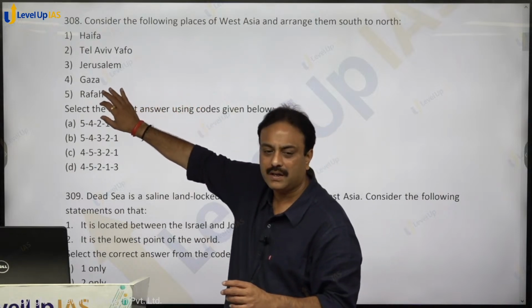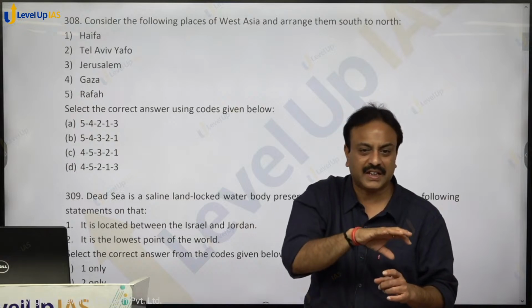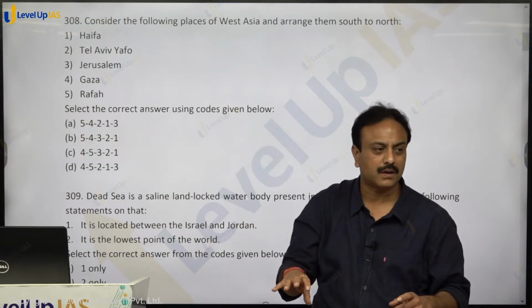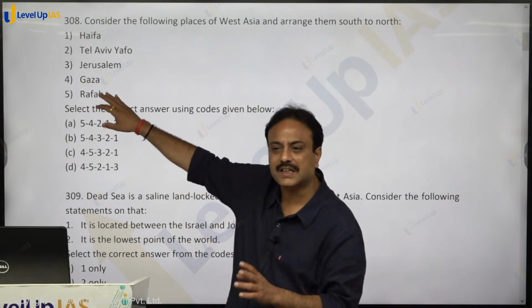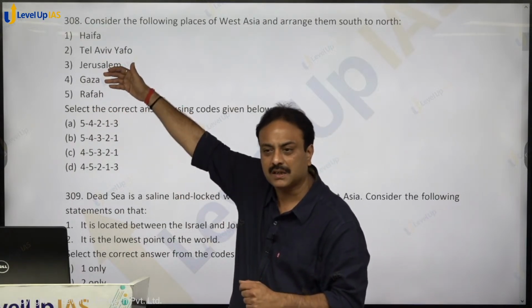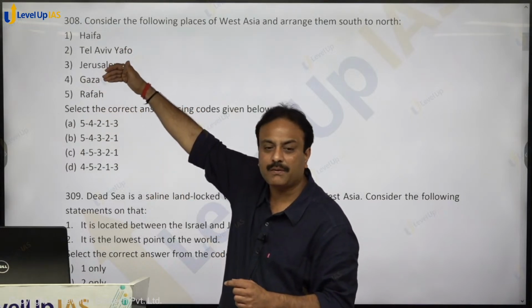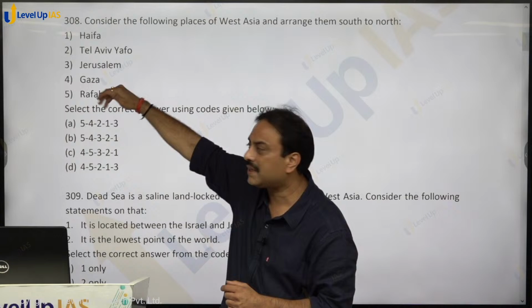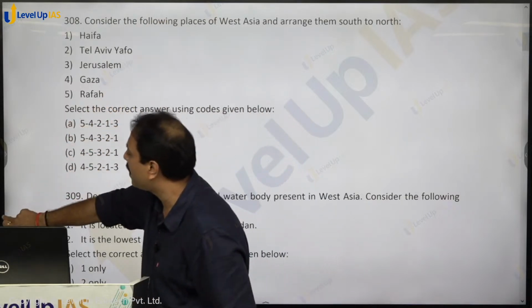Rafah. Rafah was in the news. Humanitarian aid was reaching Gaza through Rafah, and Egypt was sending that, right? So Rafah was southernmost. Above this is Gaza. That is the Gaza Strip. North of Gaza you will find Jerusalem. Further north, Tel Aviv, Yafo. Further north, Haifa. Have a look at the map.